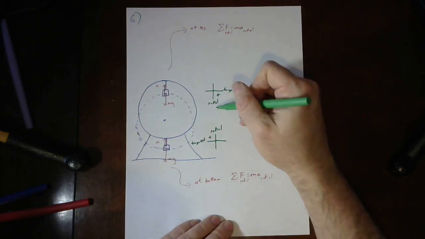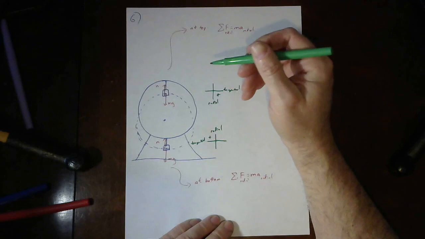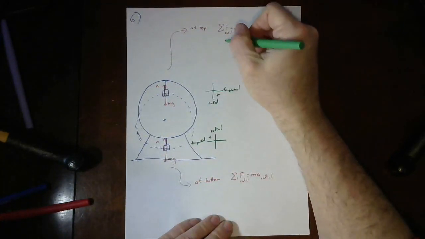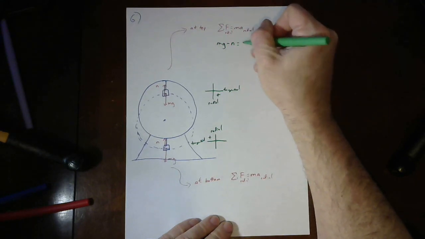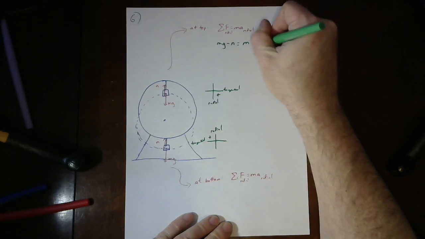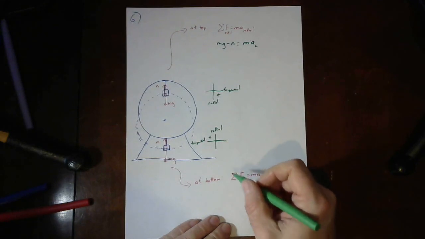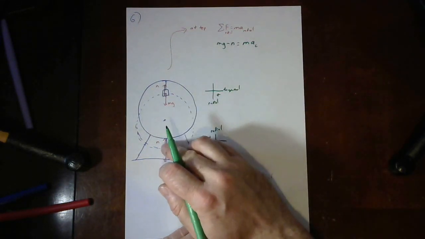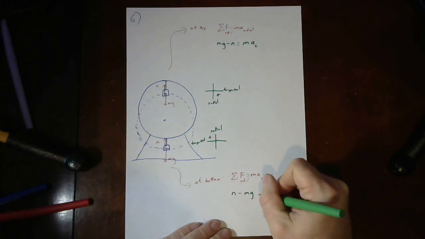So what this means is when I go to write sigma F for that radial axis, it always has to be forces in minus forces out for the circle. So here it'll be mg minus N is mass times that acceleration, the radial. And acceleration of the radial we know is always centripetal, toward the center. And when I do the bottom, it's going to be toward the center, in minus out again, but now in is normal force in and gravitational force out.